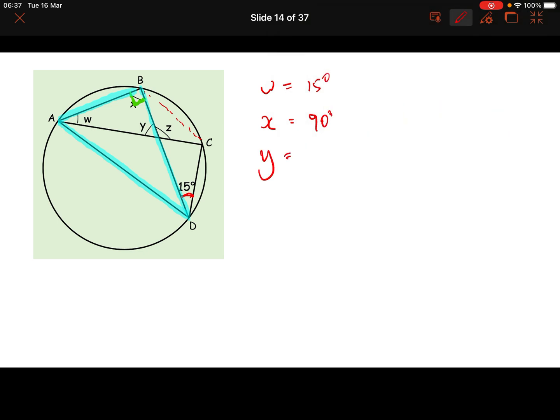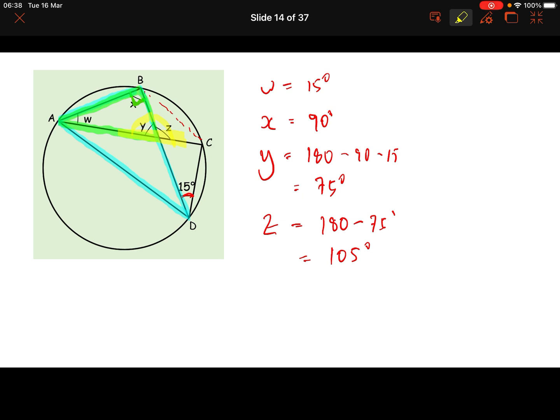Y should be easy enough. It's just going to be 180 minus 90 minus 15, which is 75 degrees, because angles in a triangle sum to 180. So basically, I'm looking at this triangle here. And then it will be easy to know Z, because it's going to be 180 minus 75 degrees, which is 105 degrees, because there are 180 degrees in a straight line. So I'm sort of looking at this straight line here. Okay, this angle and this angle must add to 180.